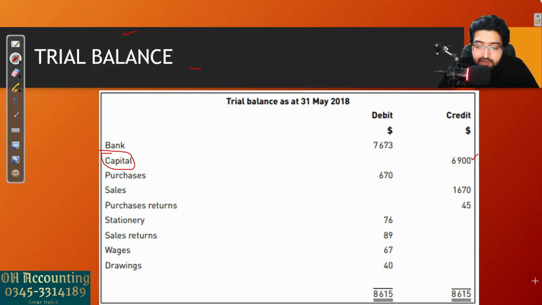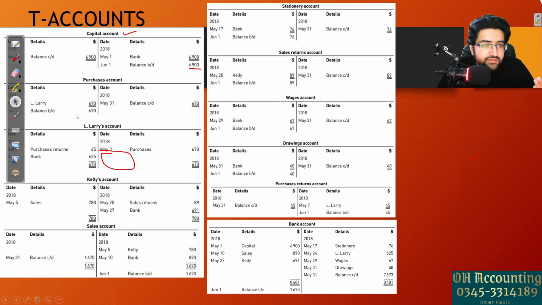That's it. Then once you're done recording all these in the trial balance, let me show you one or two more as an example. Okay, stationery and sales returns. Let's see those. One second. Go back. Previous. Erasing this. Where's stationery account? Stationery. Okay, here.